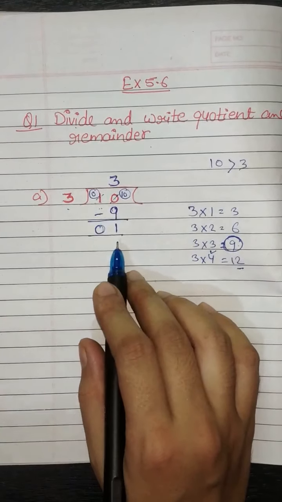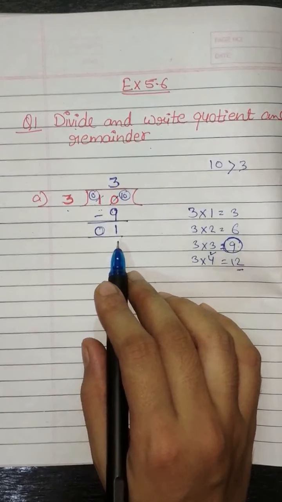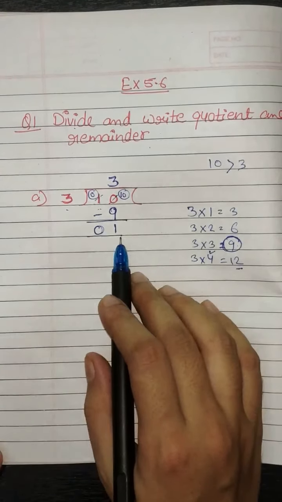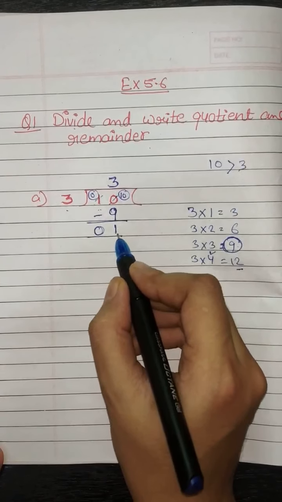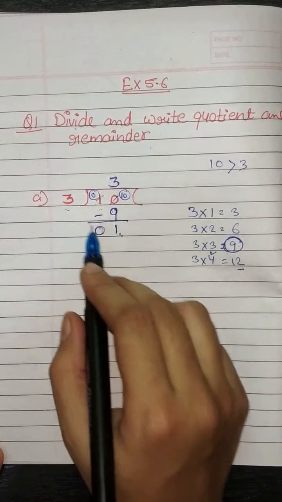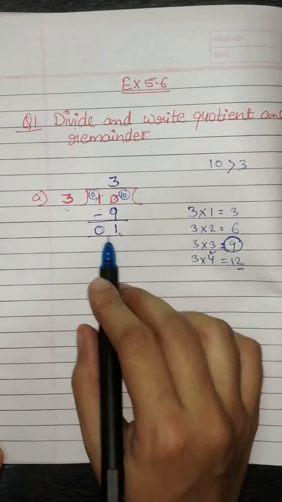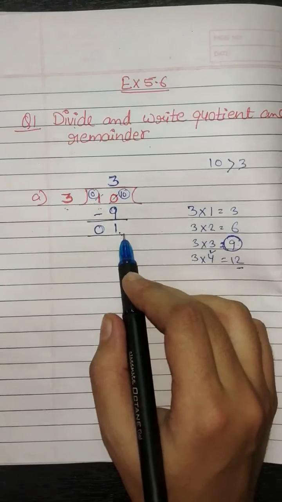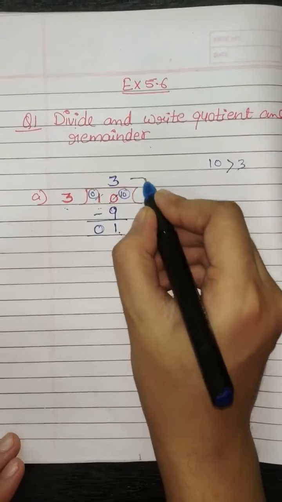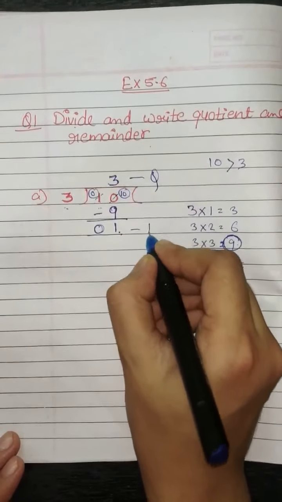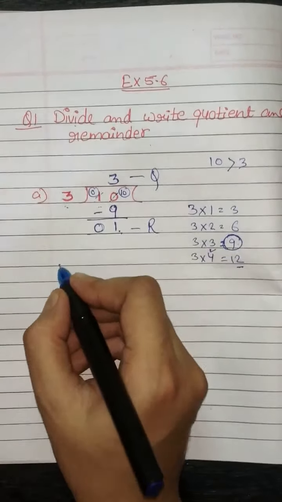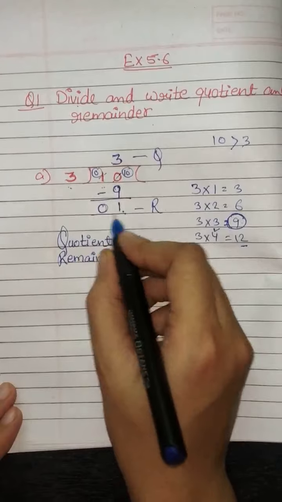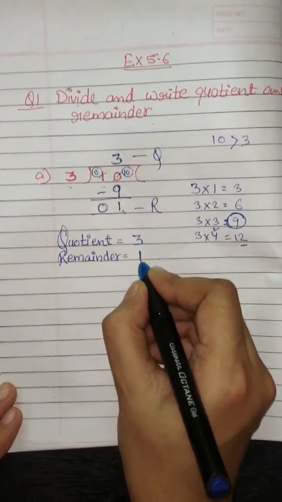And how do we come to know whether our division is over here? If we are getting a remainder which is smaller than the divisor, it means we have completed our division. The division is completed. We will not divide further. So our quotient is 3 and our remainder is 1. So we will write over here quotient is equal to 3 and remainder is 1, meaning only 1. Okay.